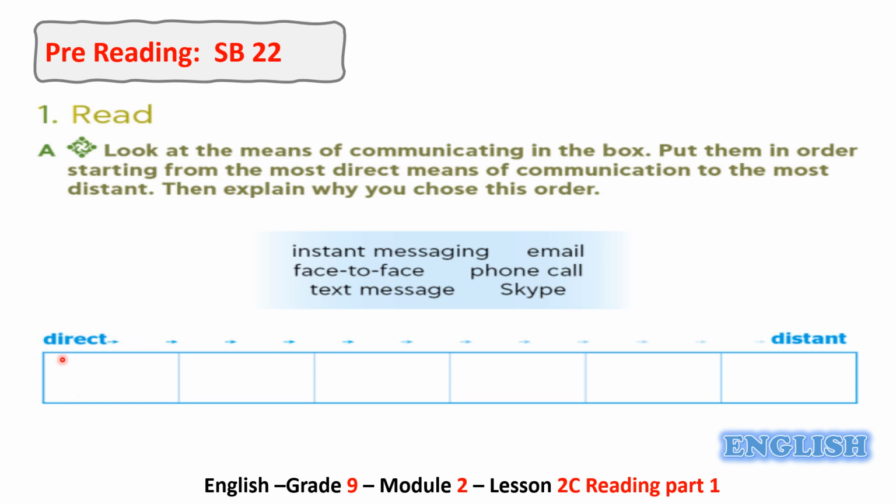The first one, the most direct means is, I can see them, I can talk with them, and they are in front of me. It's face-to-face. What comes next? Skype. Yes, I can see them, and I can talk with them, but they are not in front of me. What next? Very good. Phone call. The phone call, I can't see them, but I can speak with them.